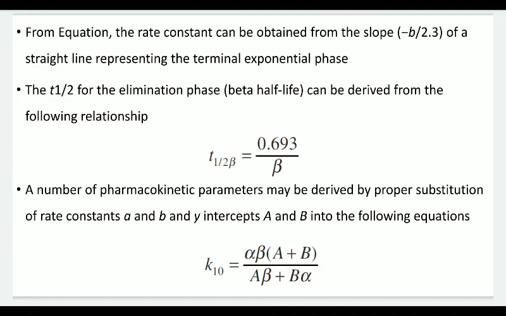The t half, that is the time taken to eliminate half of the concentration of the drug for the elimination phase, or you can say the beta half-life, can be derived from the following relationship. So we can use this mathematical expression to understand the t half of the elimination phase. A number of pharmacokinetic parameters may be derived by proper substitution of rate constants alpha and beta, where alpha is the rate constant for the distribution phase and beta is the rate constant for the elimination phase, and intercepts A and B, into the following equation. This particular equation you have to remember, and you have to write it in the examination if this question is asked.